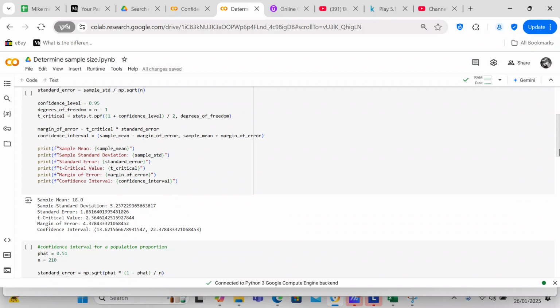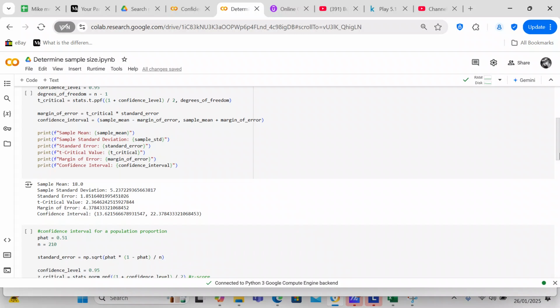And then we calculate our margin of error. Your margin of error is your t-critical times your standard error. Then you determine your confidence interval: your sample mean minus margin of error, comma, sample mean plus margin of error. And then we print all that out.